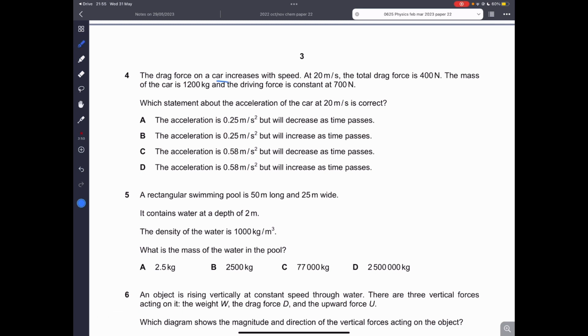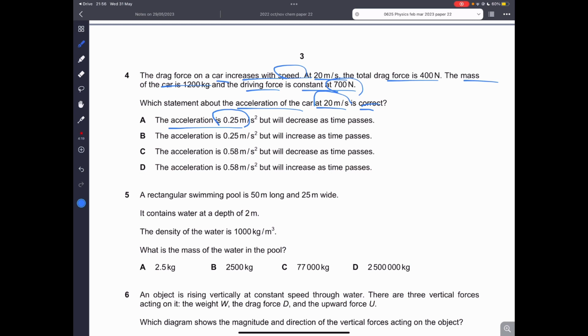The drag force on a car increases with speed. At 20 meters per second, the total drag force is 400 newtons. The mass of the car is 1,200 kilograms, and the driving force is a constant 700 newtons. Which statement about the acceleration of the car at 20 meters per second is correct? Well, this is because the acceleration is 0.25. But how do we know the acceleration is 0.25?